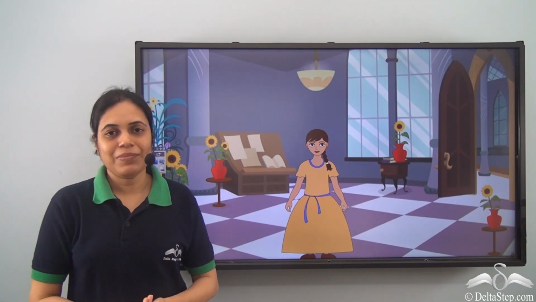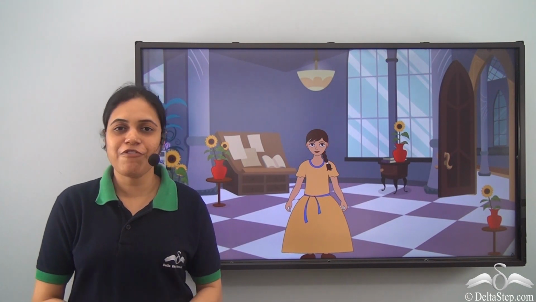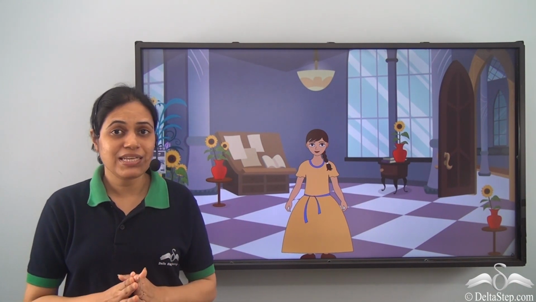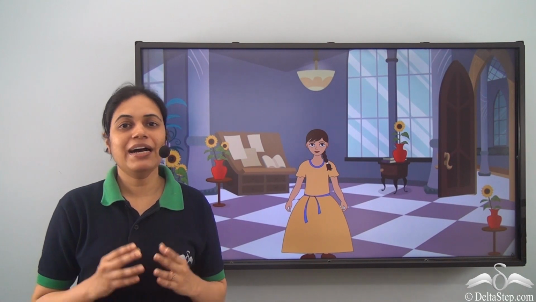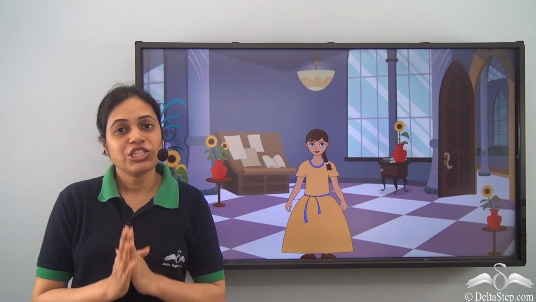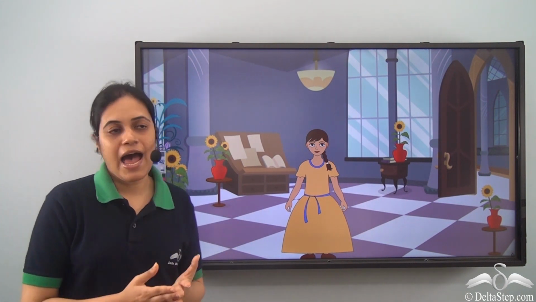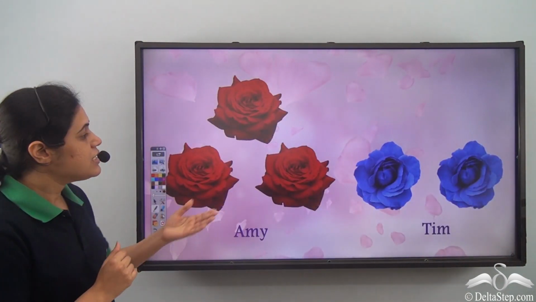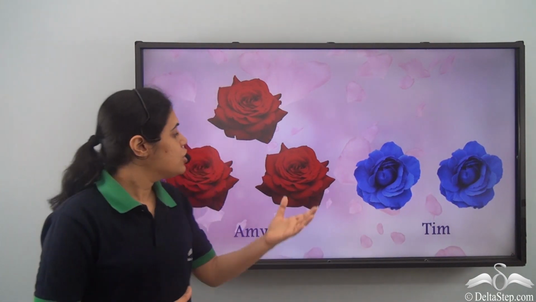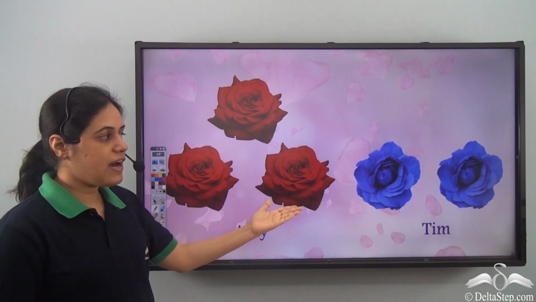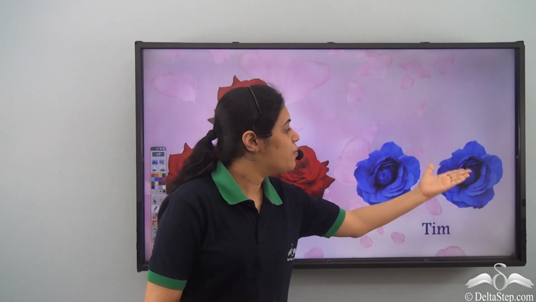This is Amy, and Amy is very fond of flowers. Now, one day, Amy wanted to make a garland of flowers. She had three red colored flowers with her, and her brother Tim got two blue colored flowers for her. So, Amy had three flowers, and her brother brought two blue flowers for her.